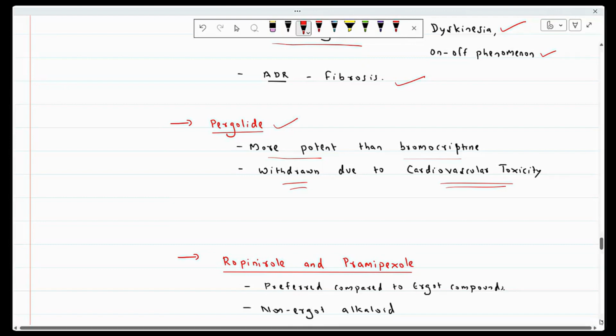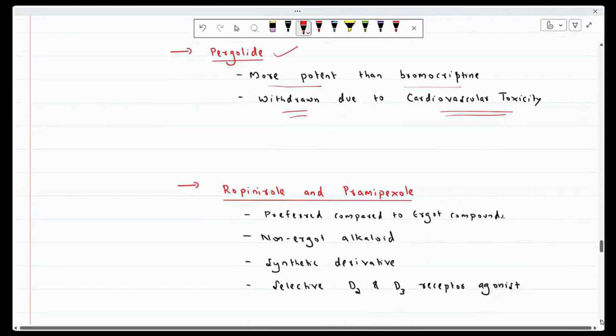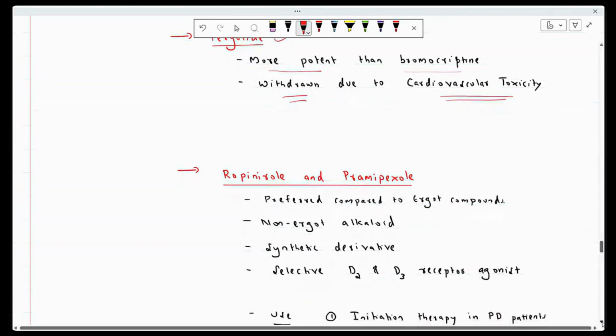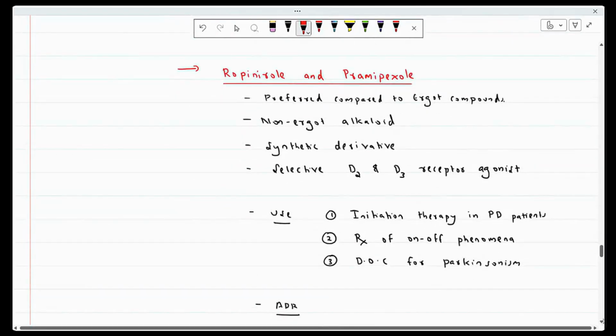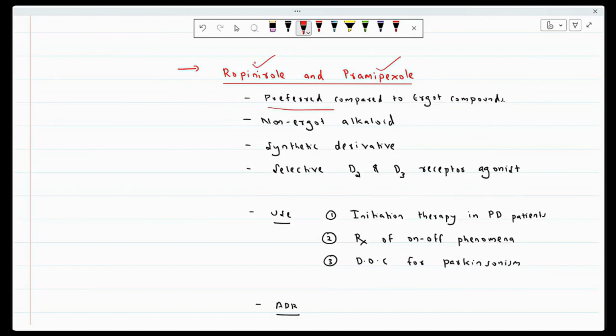Okay. Now we'll move to the non-ergot alkaloid, which is used. So in the initial classification, I have given detailed classification and examples of the drug. You better remember that, and in detail, just remember the drugs that I teach. Okay. So coming to the non-ergot alkaloid, the main examples you need to remember are ropinirole and pramipexole. So they are non-ergot, and they are the most preferred compounds compared to ergot compounds. It is a synthetic derivative, and also it is a selective D2 D3 agonist. Okay, and I told you they are the most preferred because the toxicity is comparatively less.